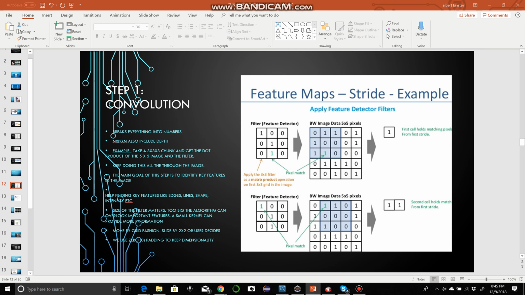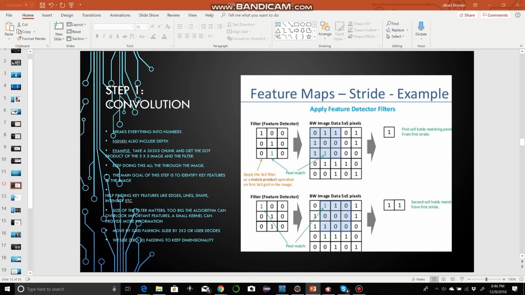The size of the feature detector matters. If the image is big and the feature detector is too big, it can overlook some important features. And if the feature detector is too small, it's going to miss some important features. So it really depends. We're working with what looks like a small data set of 5 by 5, but maybe the image is much bigger, and we might need a bigger feature map to capture all that information.